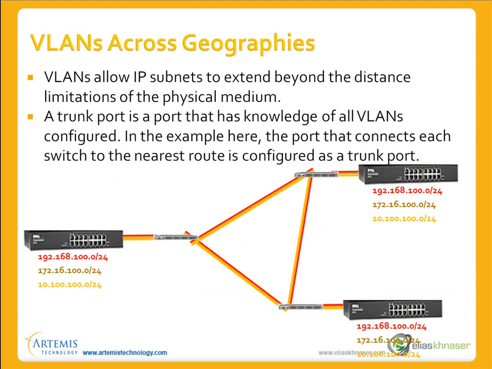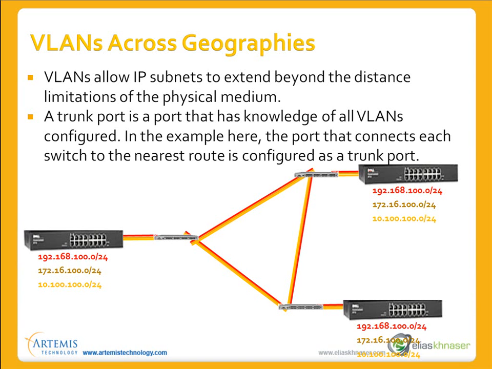VLANs also allow IP subnets to extend beyond the distance limitations of the physical medium. So typically what happens is a VLAN is present in the configuration of one physical switch, but the VLAN on switch A, for example, doesn't know about VLANs that are available on switch B, and thereby cannot pass traffic to those VLANs. Now this is where advanced VLAN configurations come into place, where you can have certain ports on physical switches that are considered trunk ports.